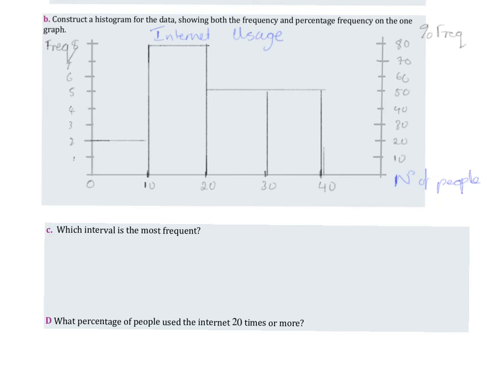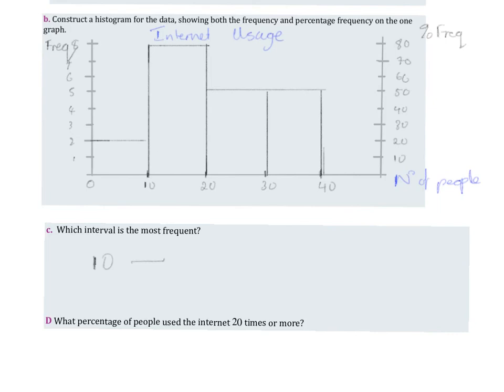Part C asks us what interval is the most frequent. So we're looking for the highest one there. This one has the highest frequency of 8. So the interval, which was 10 right up to 20. So it is the one that does not include 20 but starts at 10.